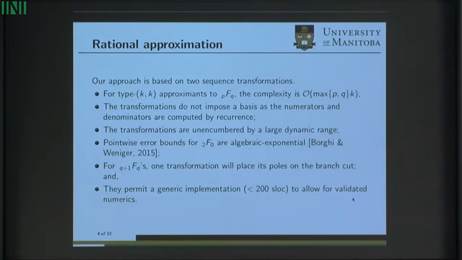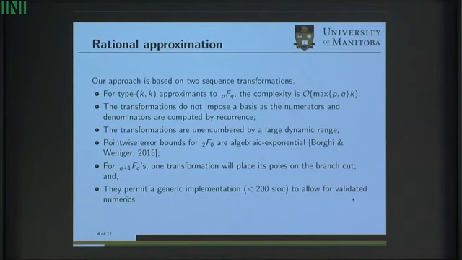So the approach that we're going to be using is actually quite basic, but it's called sequence transformation. So we're going to just use information organized as partial sums. And it's going to create rational approximations of type KK. And the complexity is going to depend on the parameters of our hypergeometric function, so max of P and Q. And it's going to be linear in K.